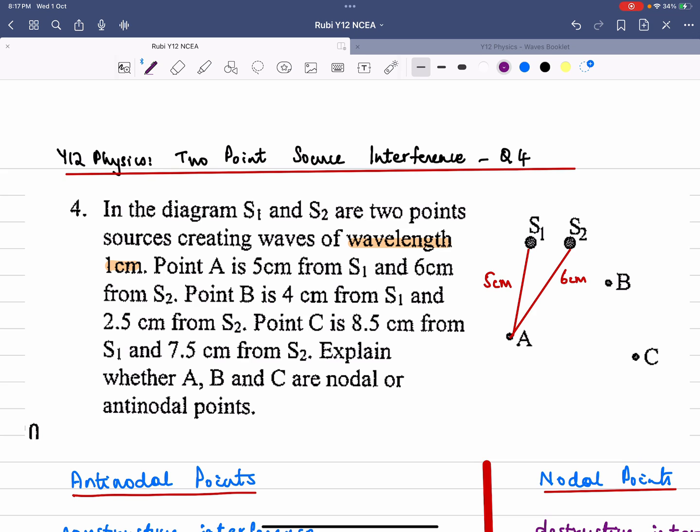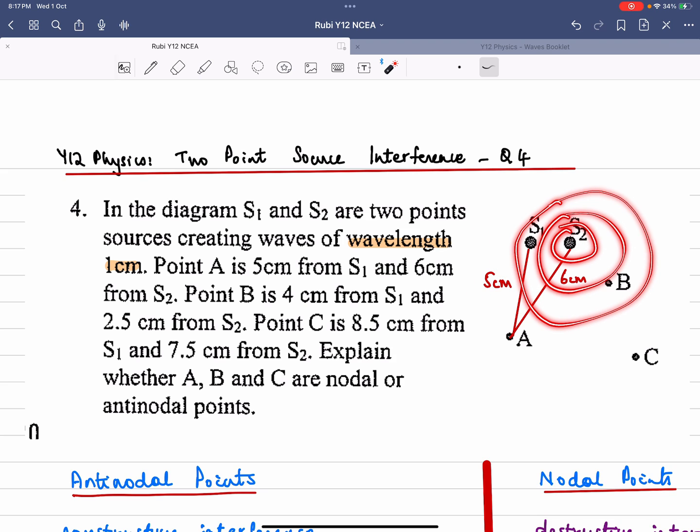So in the diagram, S1 and S2 are two-point sources creating waves of wavelength 1 centimeter. So what's actually happening is these are creating circular waves. They haven't drawn the circular waves, but that's what's happening. And the wavelength is 1 centimeter.